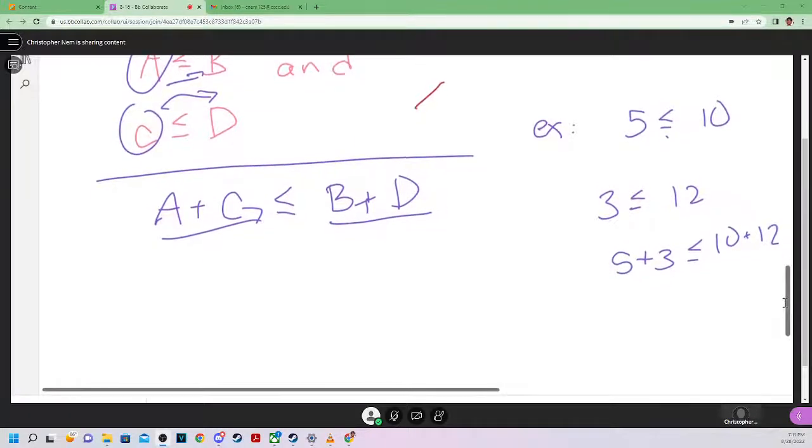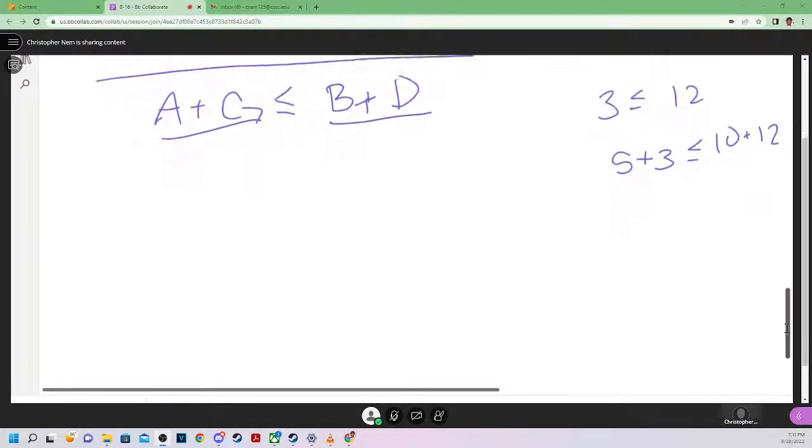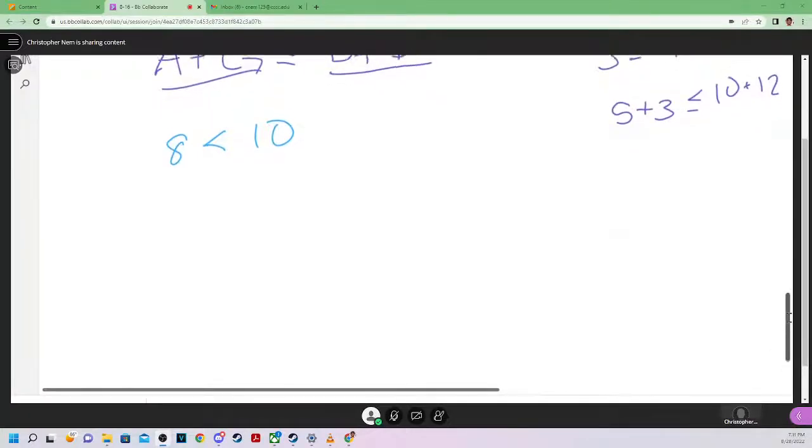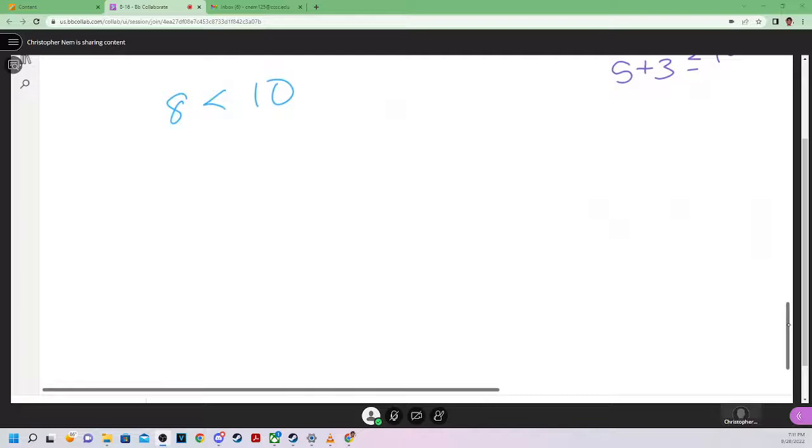So now we got to deal with multiplication. Multiplication plays a bit differently than you would expect. So let's take an example. Let's take this as an example. This is a true statement. 8 is less than 10. Good. Multiplication.